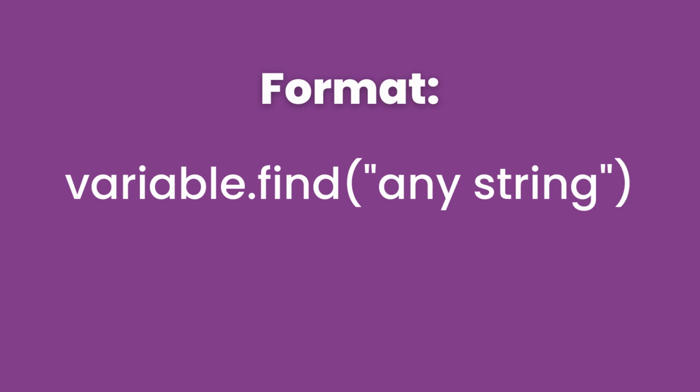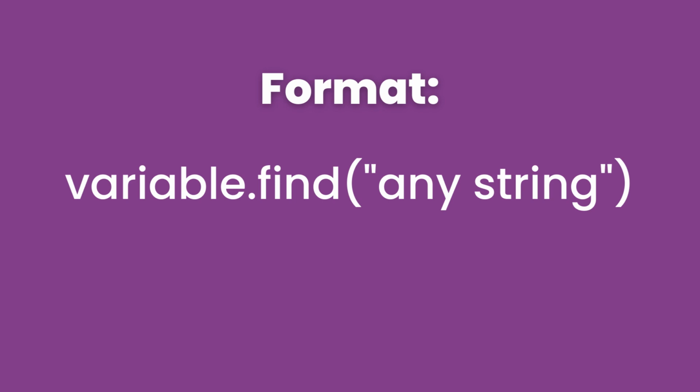This is the format you should follow for the find method. Write the name of the variable you want to find a string in, followed by a dot, followed by the word find, and then open brackets, and put the string you are looking for inside quotation marks inside the brackets.